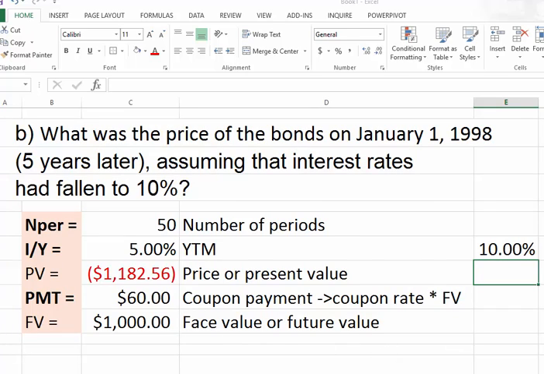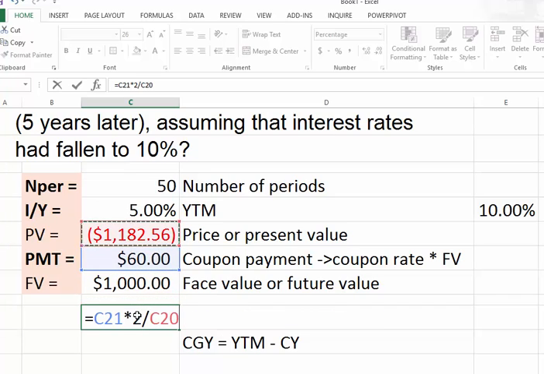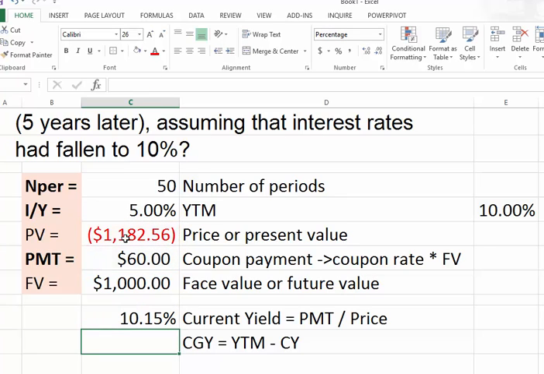So let's look at the formula. We know that the current yield is just the payment over price. So we have a $60 payment. However, we get this twice a year, so we multiply times 2 and we divide over the price. And let me just change this to a negative sign, so the answer is going to be a positive number.